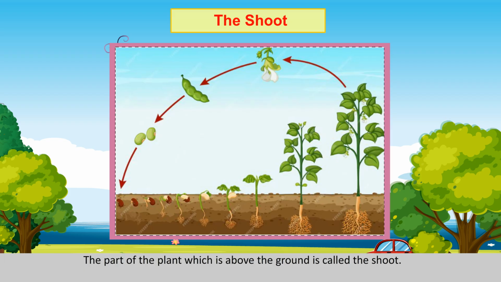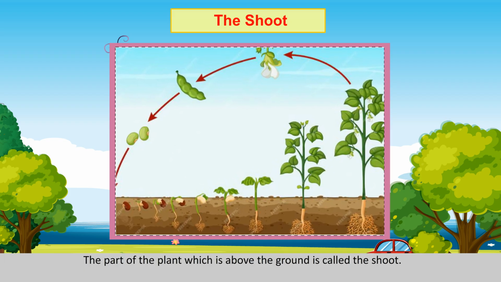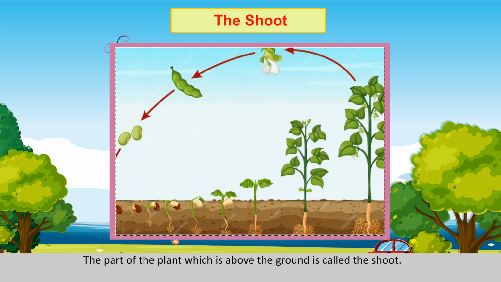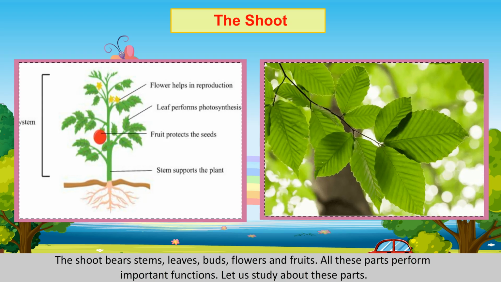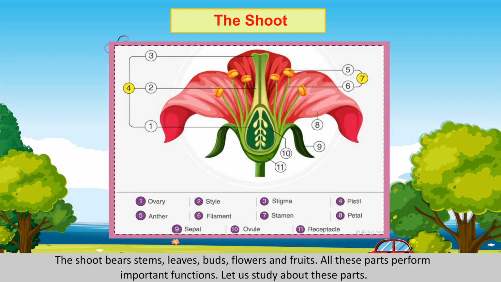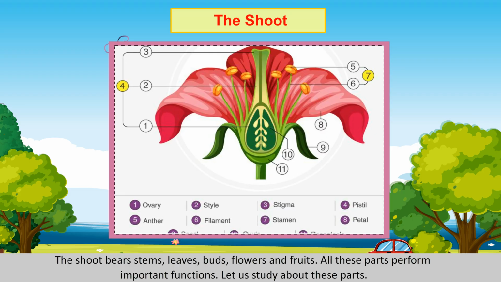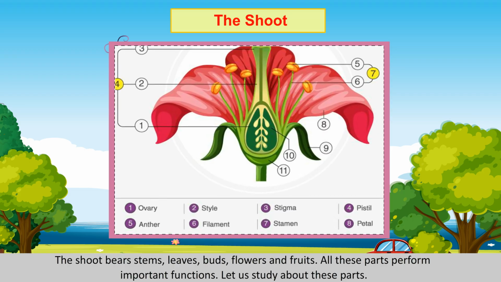The shoot. The part of the plant which is above the ground is called the shoot. The shoot bears stems, leaves, buds, flowers and fruits. All these parts perform important functions. Let us study about these parts.